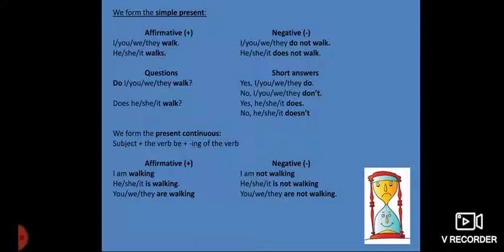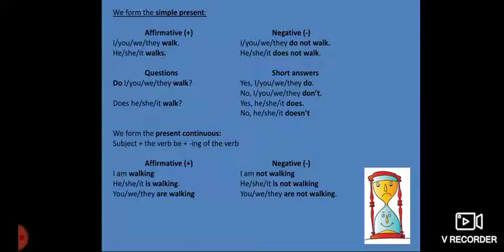Yes or no questions? We start the question with do, the subject, then the verb in infinitive form. Does she or he or it, and the verb in the infinitive form. And the answers would be yes, they do, or no, they don't. Yes, he does, no, he doesn't.